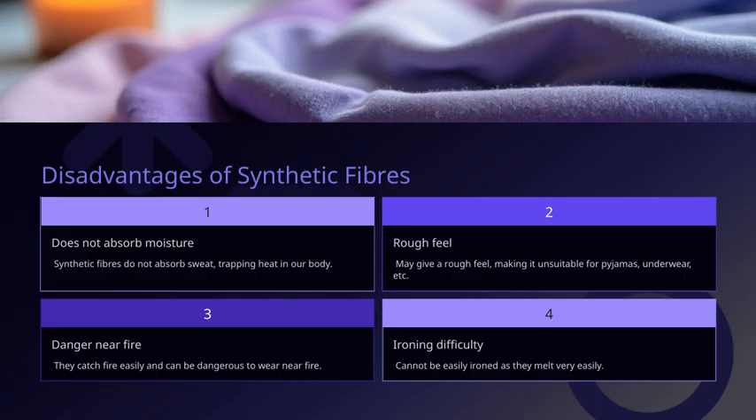Another point is the rough feel. Sometimes, synthetic fabrics can feel coarse or harsh against the skin, which makes them less suitable for clothing like pajamas or underwear that are meant to be soft and comfortable. And finally, ironing synthetic fibers can be tricky. They tend to melt easily if exposed to high heat, so they can't be ironed as simply as natural fabrics. This means extra care is needed to keep the clothes looking neat. Overall, while synthetic fibers have their advantages, it's important to be aware of these disadvantages to make informed choices about what we wear.